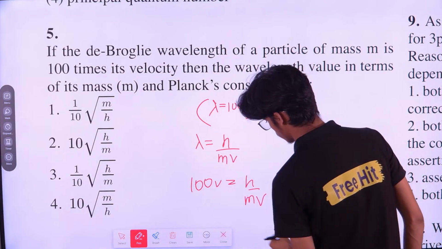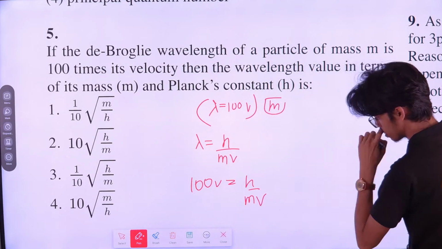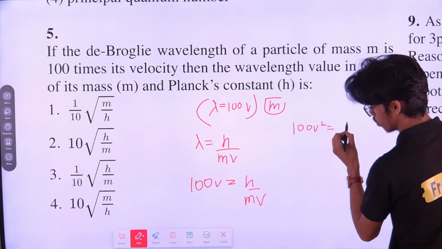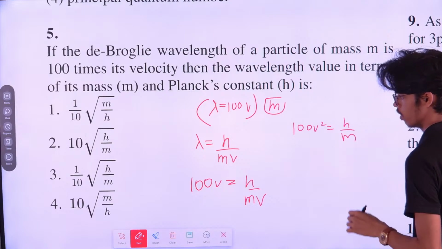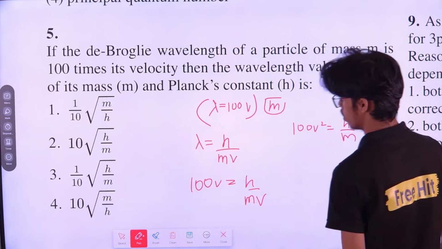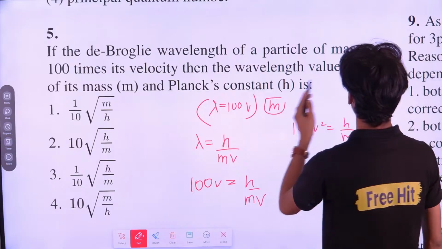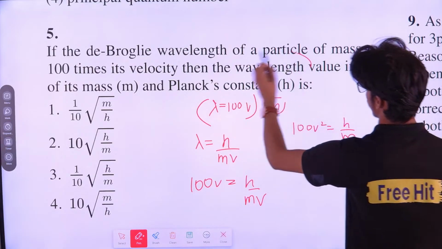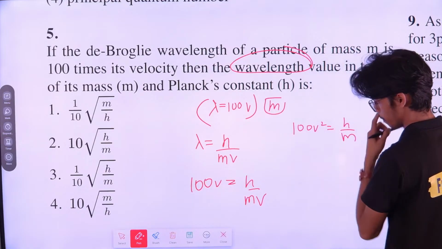Okay, take the v on the other side. If you take the v on the other side, we'll have 100 v square is equal to h by m. Now we have to get the answer in this form. So we have to get the velocity. Then the wavelength, we have to find the wavelength.